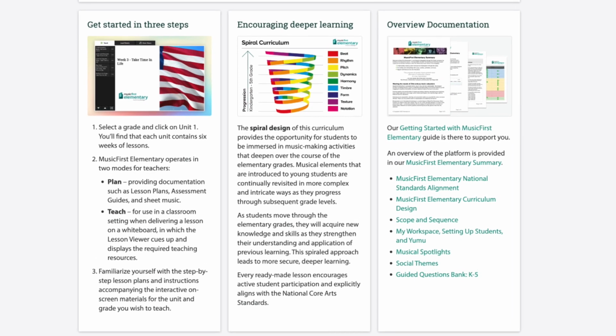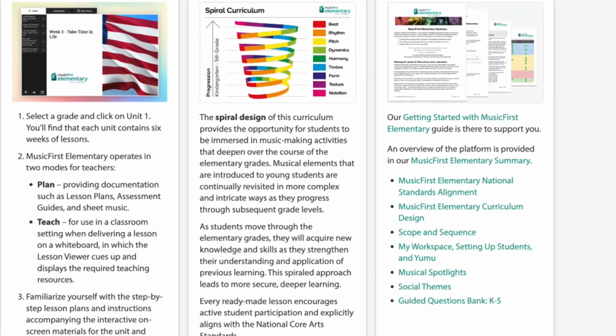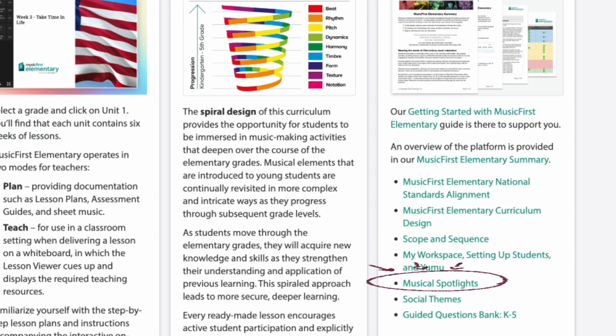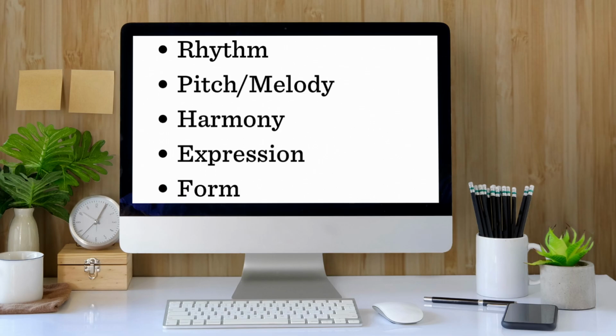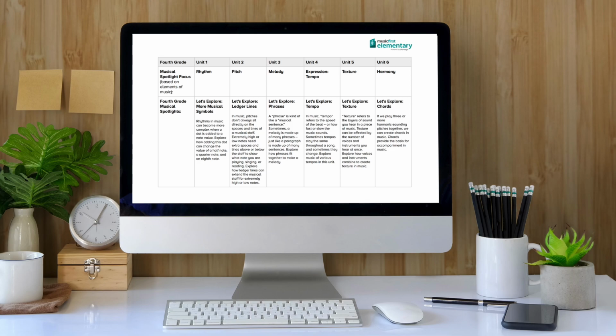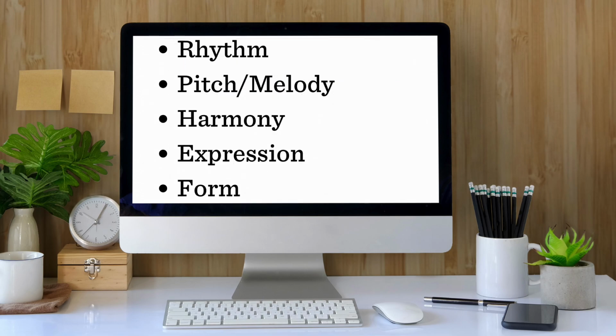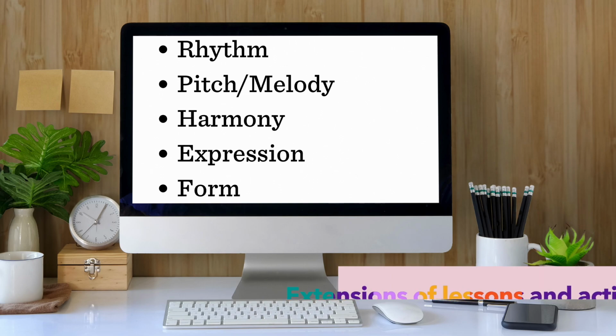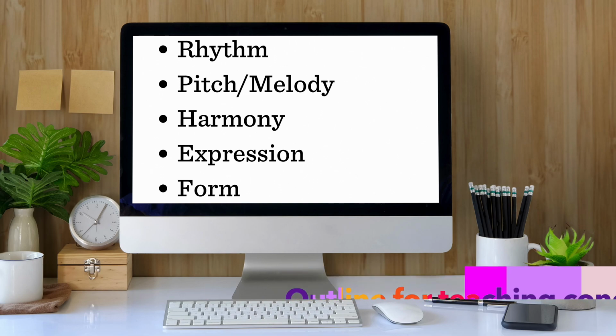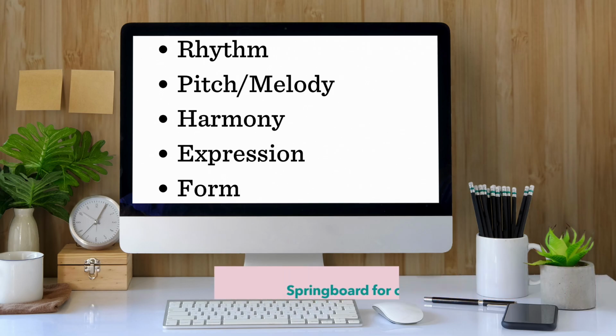The Musical Spotlights document touches on musical concepts per grade level that are related to the elements of music: rhythm, pitch/melody, harmony, expression, and form. Here you can see how concepts are woven throughout each lesson. The musical spotlights give you the opportunity to highlight specific concepts on a deeper level if you would like to focus the scope of a particular unit. I like to use this to give me ideas for extensions of lessons and activities, as an outline for teaching concert music, or as a springboard for other lessons and unit ideas.